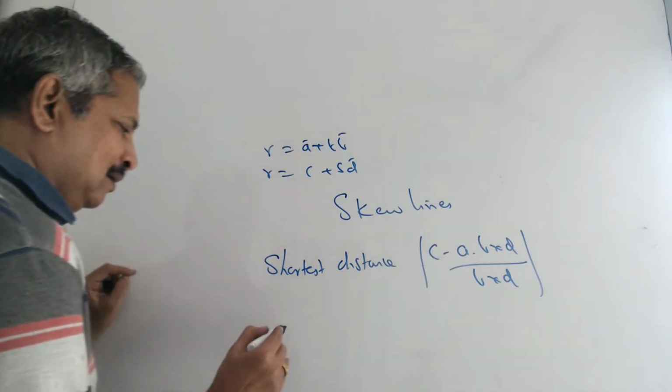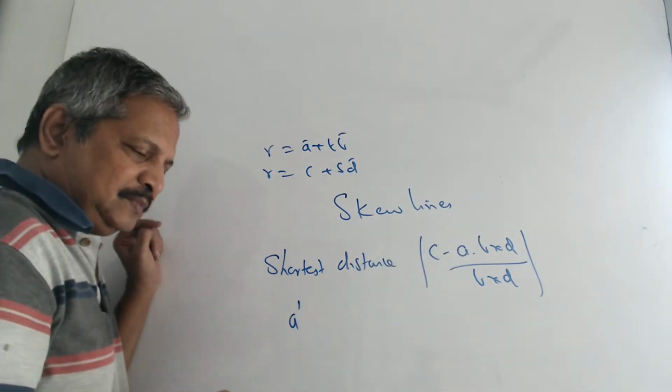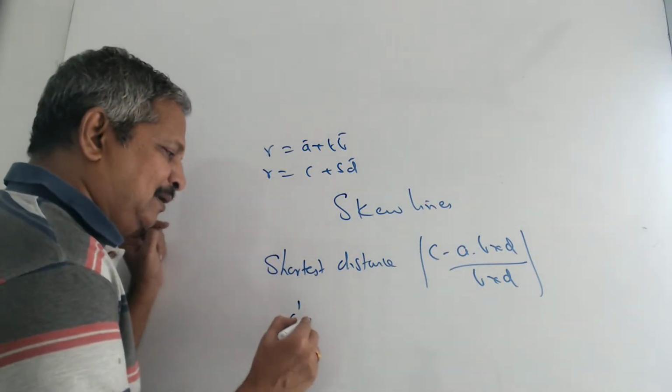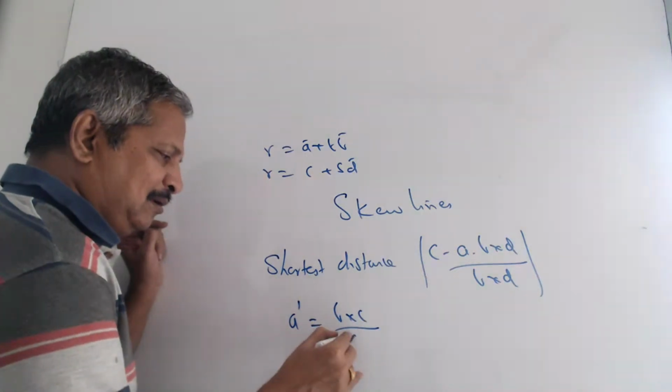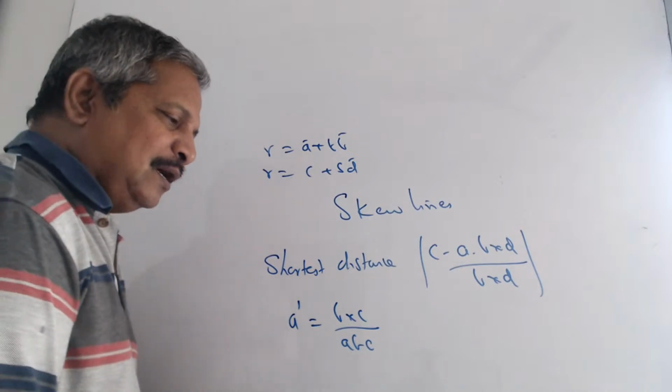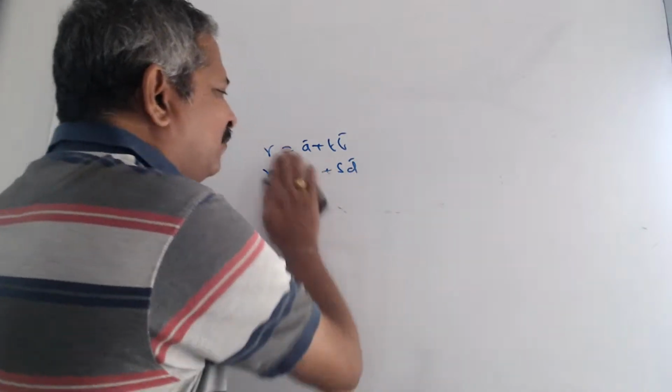And another thing is a reciprocal vector. A reciprocal vector A dash, or A complement, is nothing but B cross C by [A B C]. So these are the major formulas, and there is no end because many formulas are there.